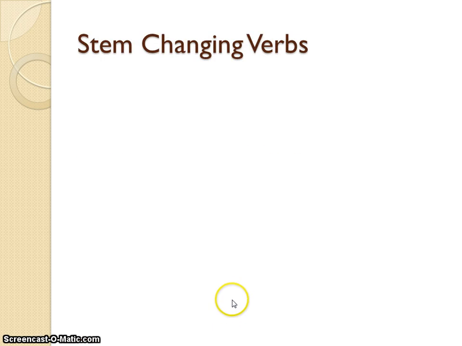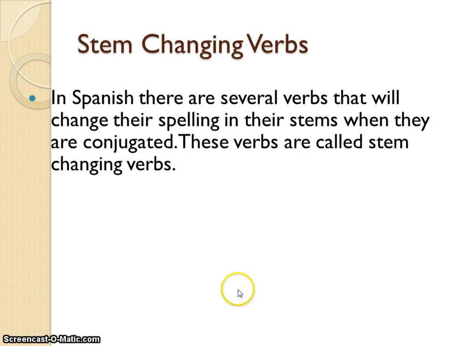All right, now let's change gears and let's go into stem changing verbs. So in Spanish, there are several verbs that will change the spelling in their stems. A while ago I showed you with tener what the ending is and what the stem is. Okay, so you change their spelling when they're conjugated. These verbs are called stem changing verbs.